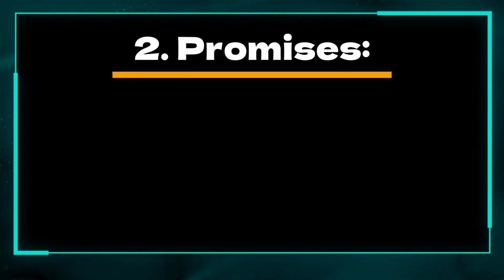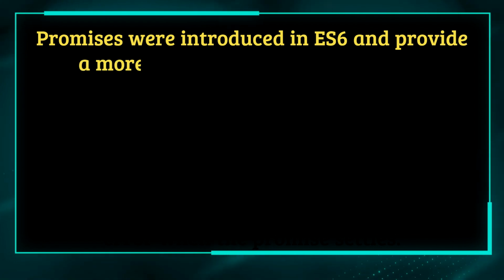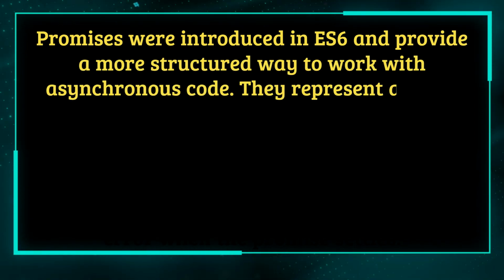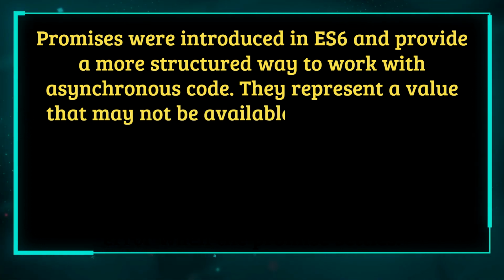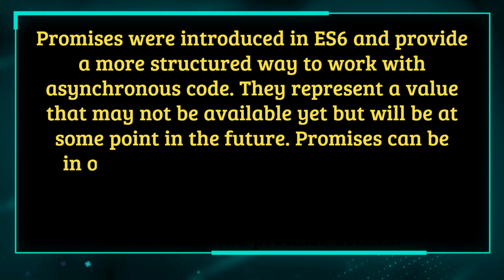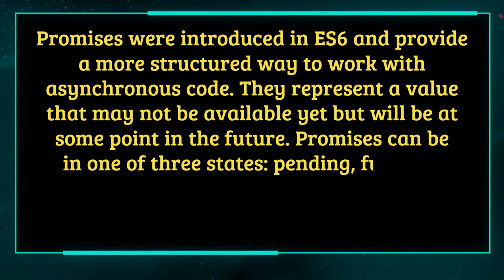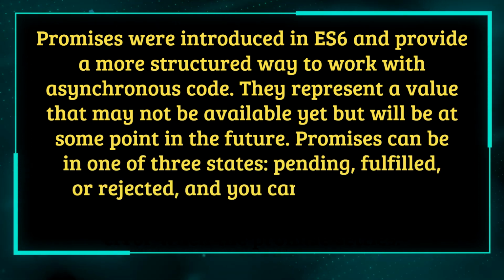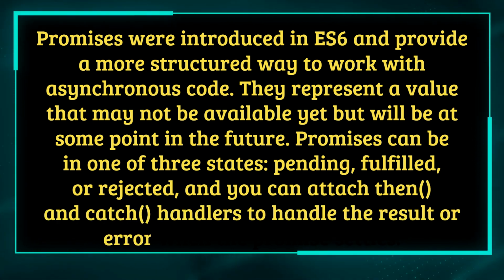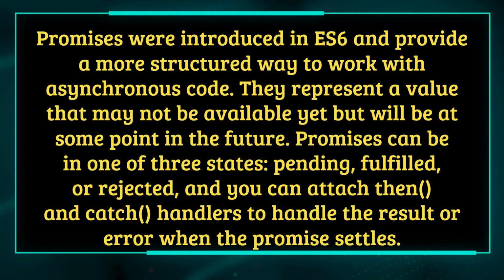2. Promises. Promises were introduced in ES6 and provide a more structured way to work with asynchronous code. They represent a value that may not be available yet but will be at some point in the future. Promises can be in one of three states: pending, fulfilled, or rejected, and you can attach then and catch handlers to handle the result or error when the promise settles.